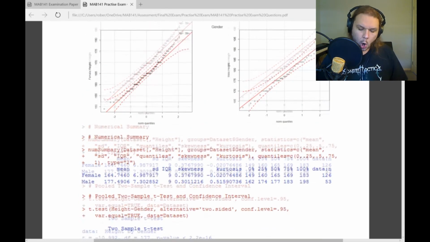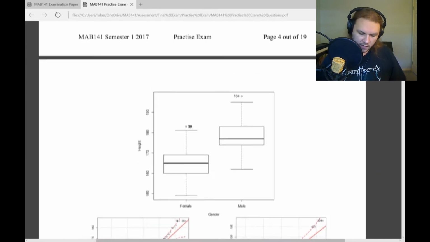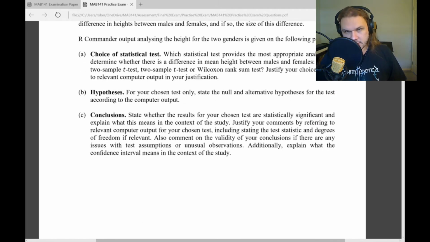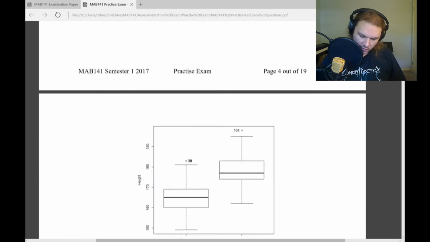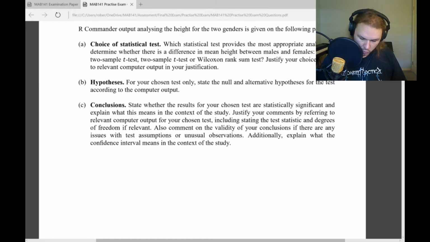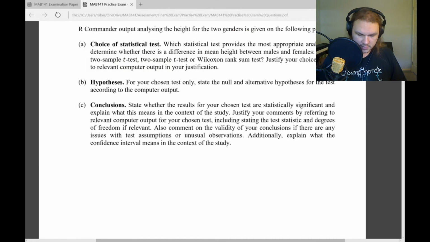So this is an obvious case where you're going with the pooled 2-sample t-test. If you said that you were going with one of the other two, you would lose marks here, because it's not a 50-50 call in this case. It is obvious that both of the assumptions have been satisfied, so we are looking for the pooled 2-sample t-test, which is the most powerful test that we have.